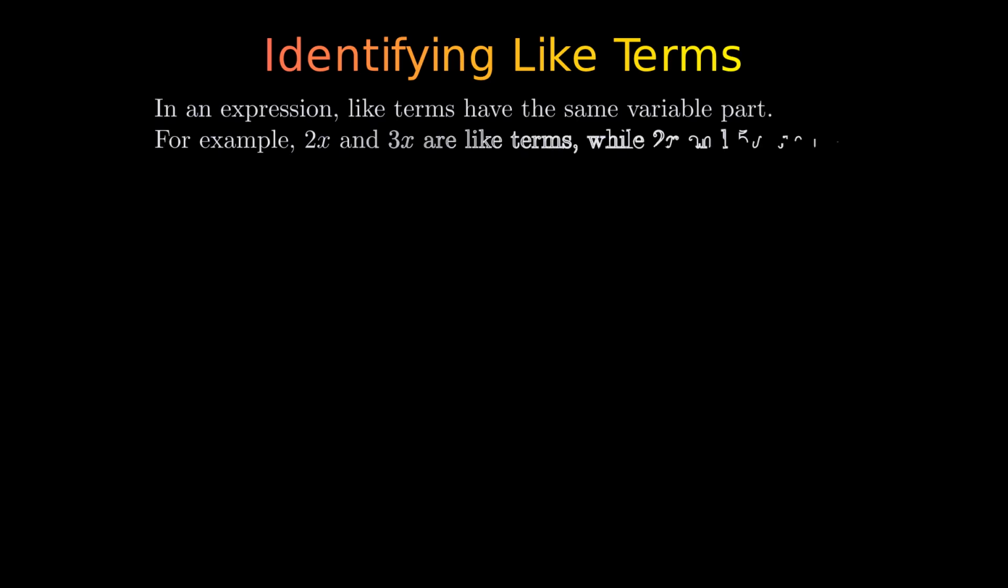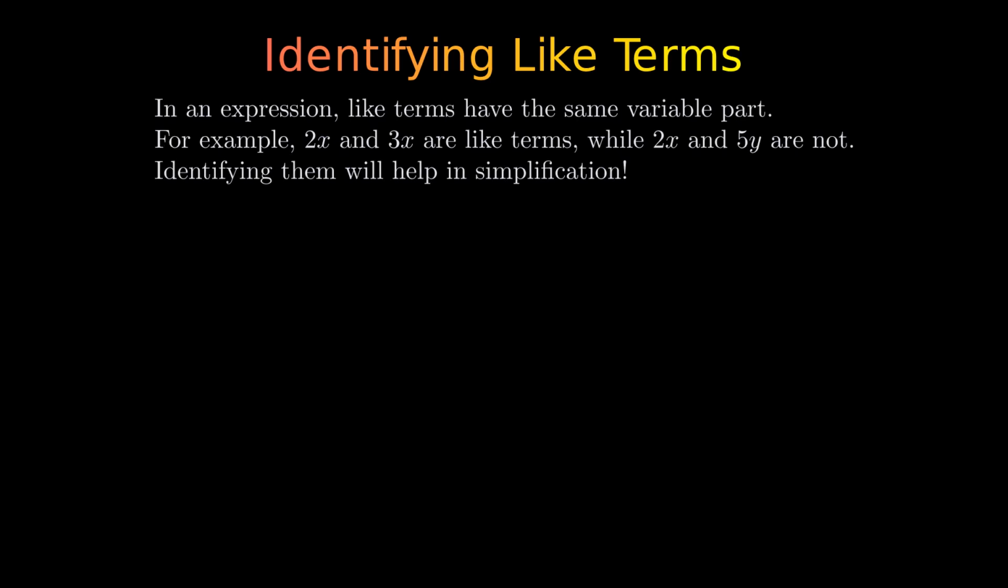In an expression, like terms have the same variable part. For example, 2x and 3x are like terms, while 2x and 5y are not. Identifying them will help in simplification.